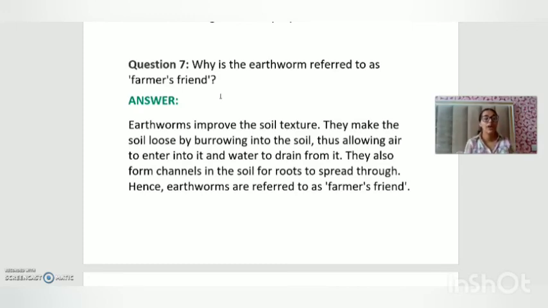They make the soil loose by burrowing into the soil, thus allowing air to enter into it and water to drain from it, right? They also form channels in the soil for roots to spread through. They also provide the channels, right? Hence, earthworms are referred to as a farmer's friend. So this is the reason behind this.